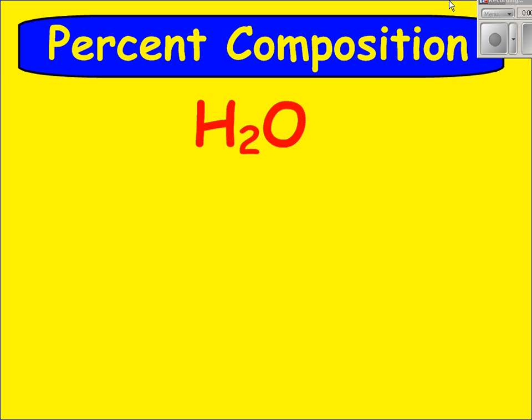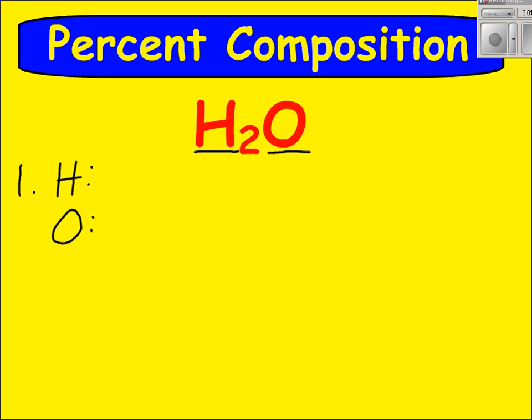Suppose I gave you the compound H2O, or water, and asked you to determine the percent composition. Essentially, what I'm asking you is what percentage of that compound is hydrogen and what percentage of that compound is oxygen. In order to do that, let's go ahead and walk through our steps. Our first step is to determine the molar mass of our compound. The compound we are looking at is H2O.